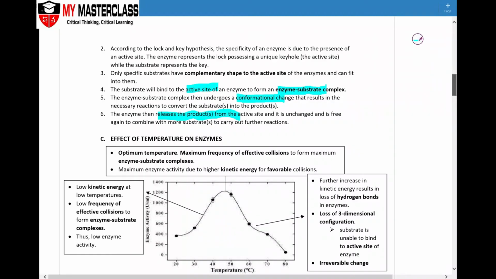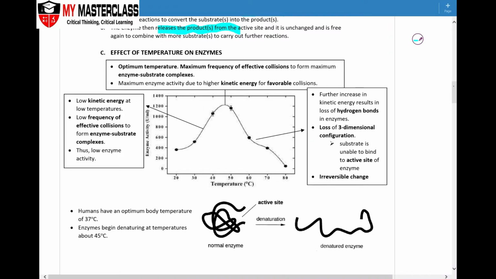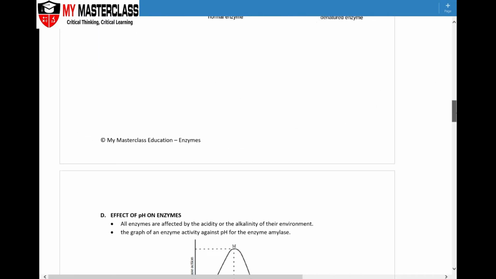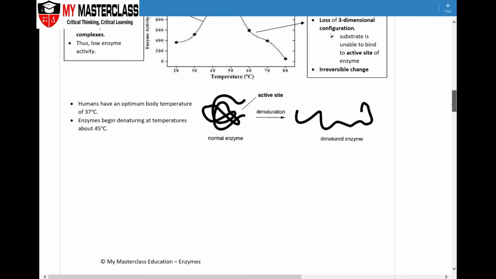Now let's take a look at the effects of temperature and pH on the enzyme. You'll realize that the graphs for temperature and for pH are drastically different, even though the shape is the same. The shape for temperature has a wider curve, whereas the effect of pH has a narrower range. So let's analyze the effect of temperature first.